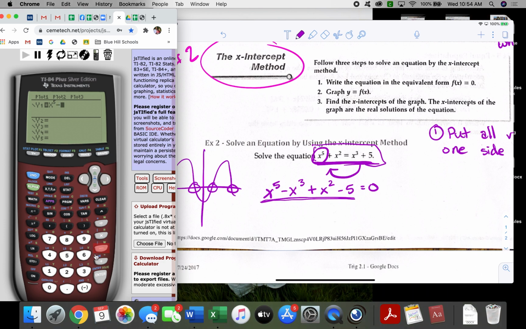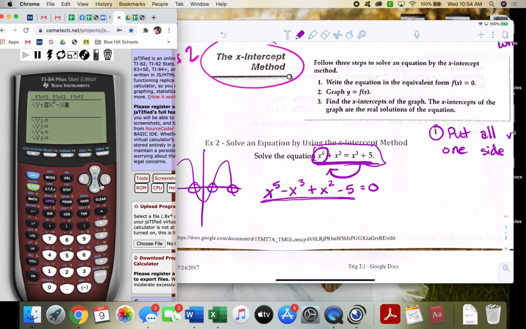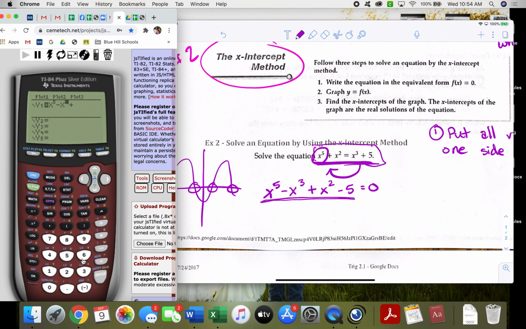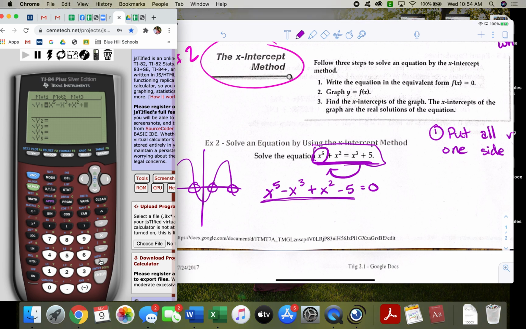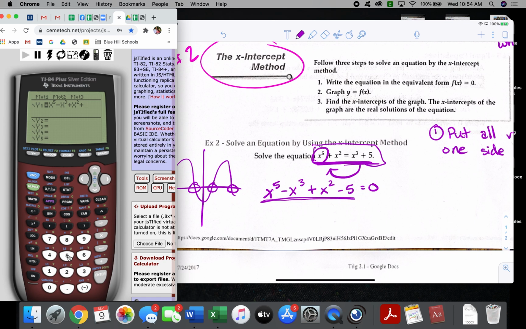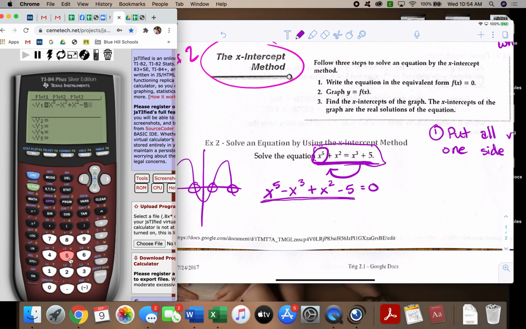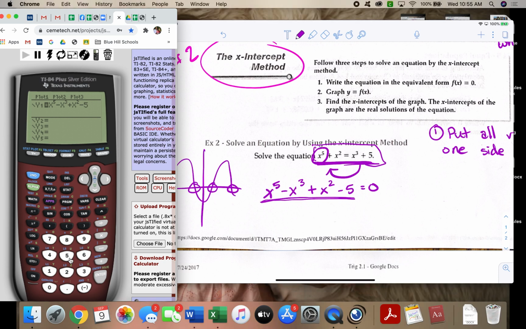X to the 5th minus x to the 3rd plus x squared minus 5. Minus 5. There we go. Okay? Type him in. That's what we're looking for.